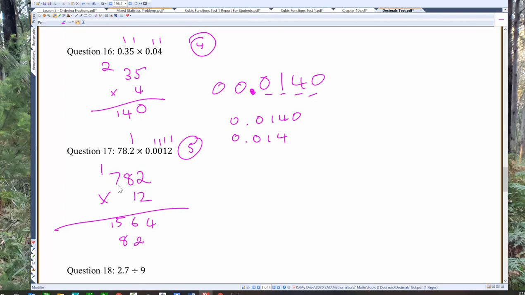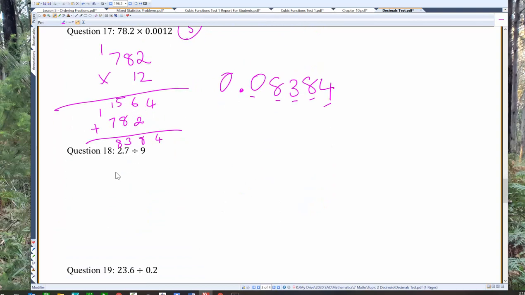2 1s are 2. 8 1s are 8. 7 1s are 7. Add them together. 4, 8, 3, 1, 8. 8, 3, 8, 4 needs 5 decimal places. Chuck in some zeros. 1, 2, 3, 4, 5. 5 decimal places in the answer.